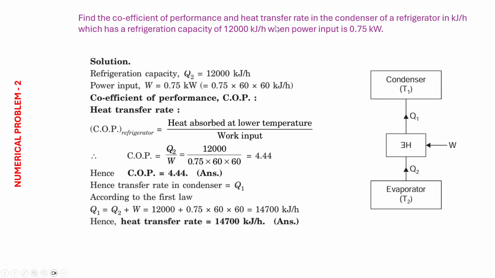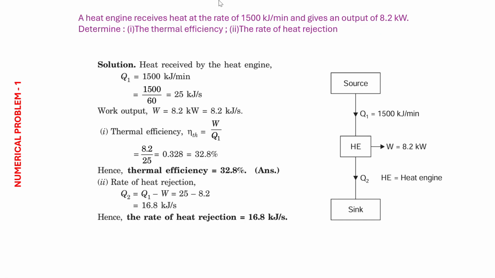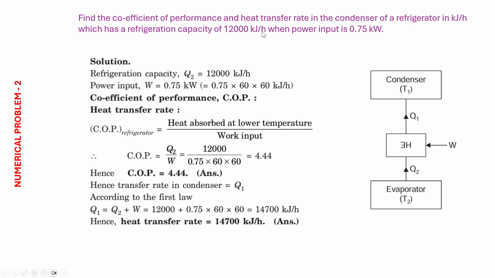Find the coefficient of performance and heat transfer rate in the condenser of a refrigerator in kilojoule per hour, which has a refrigeration capacity of 12,000 kilojoule per hour. As we discussed in the previous problem, we dealt with kilojoule per minute, right? Here, in the current problem, we are going to deal with kilojoule per hour. So we have to convert that into kilojoule per second based on the requirement.